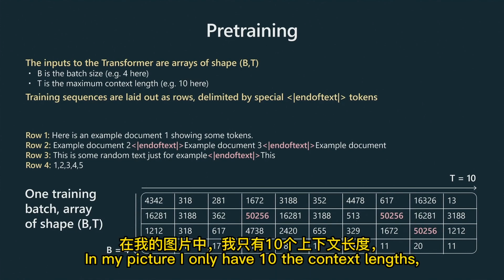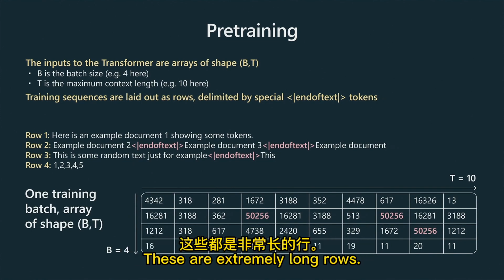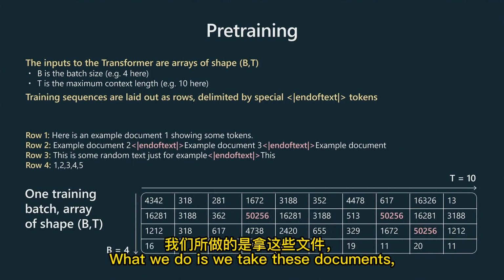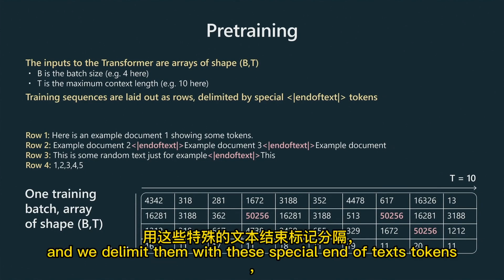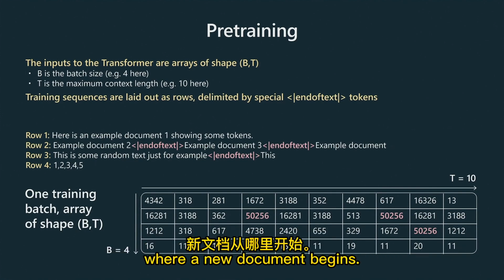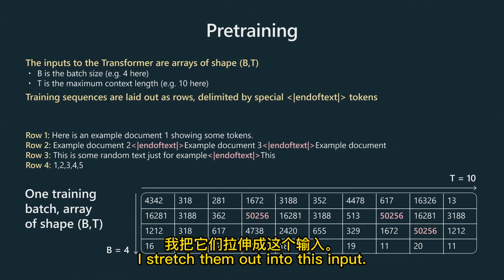In my picture, I only have 10 as the context length, but this could be 2,000, 4,000, etc. So these are extremely long rows. And what we do is we take these documents and we pack them into rows, and we delimit them with these special end-of-text tokens, basically telling the transformer where a new document begins. Here I have a few examples of documents, and then I've stretched them out into this input.